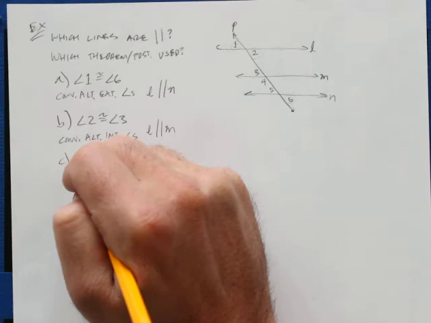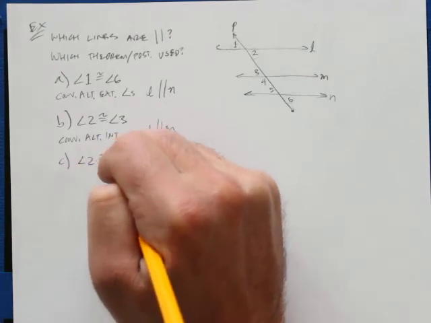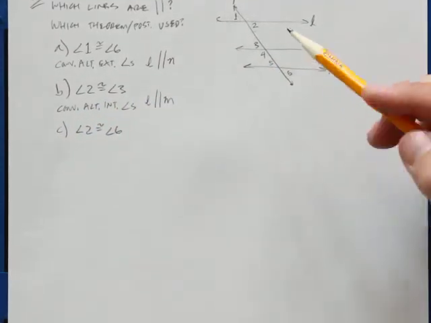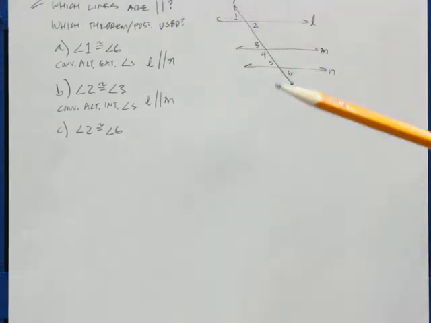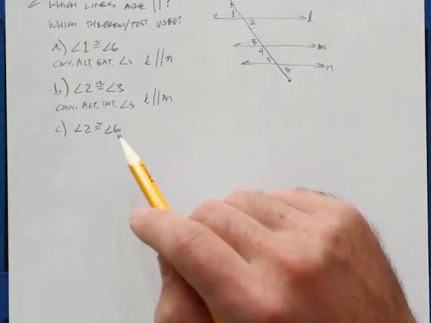All right, now we've got angle 2 is congruent to angle 6. Now, go ahead and see if you can figure that one out on your own. Go ahead and pause and we'll be right back. All right, let's see how you did.